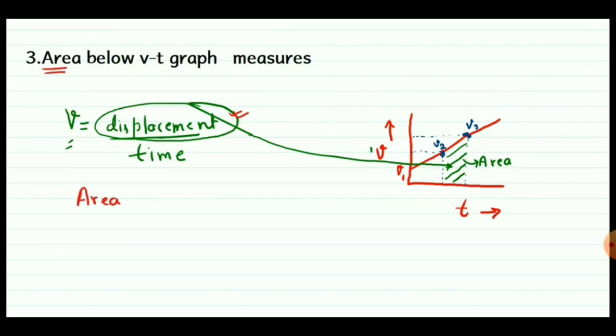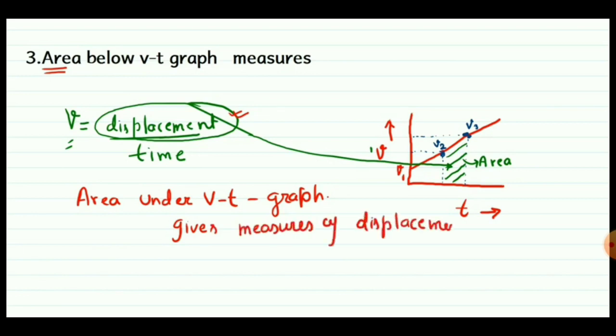So this is a very important point, student. The area under a VT graph will always give the measure of displacement that has been traveled by the object, because area gives the measure of length.